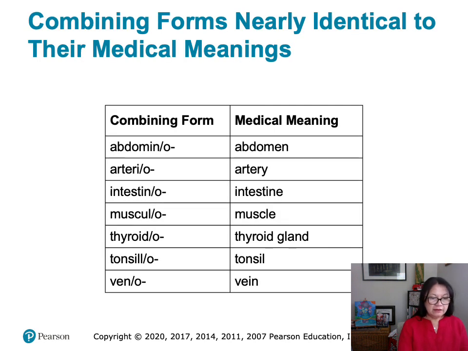The first category of combining forms is those that are nearly identical to their medical meanings. These are the easiest combining forms to remember because when you see one of them, you already know its medical meaning. Common combining forms in this category include abdomino, which means abdomen, arterio, which means artery, intestino, which means intestine, musculo, which means muscle, thyroido, thyroid gland, and veno, which means vein.